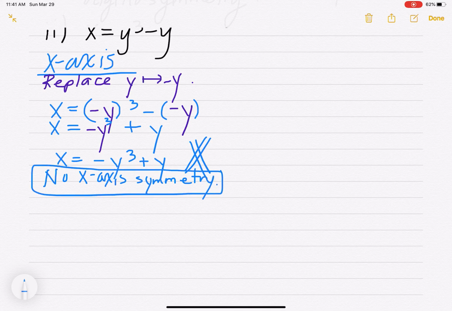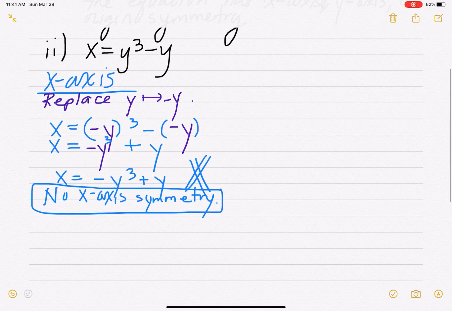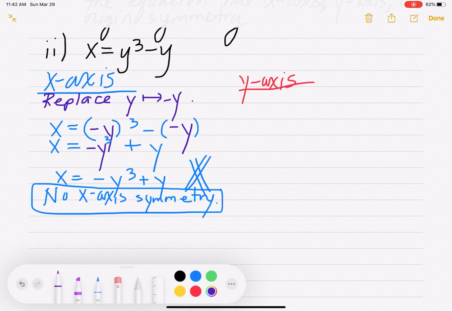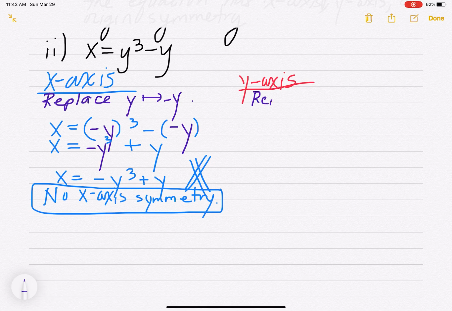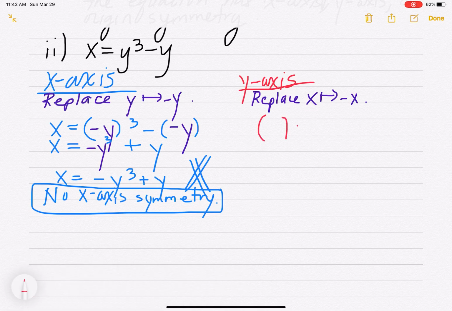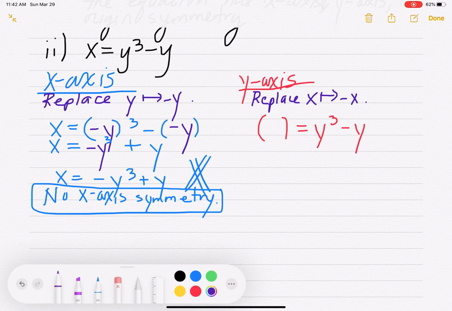Now on to testing for what's called y-axis symmetry. Do that one in red. Get our purple and say we're going to replace the x with negative x and see if it turns out to be the same as the original equation. Okay, so here I'm going to replace x with negative x. So I got a blank equals y cubed minus y. And in place of that x, we're going to put a purple negative x.